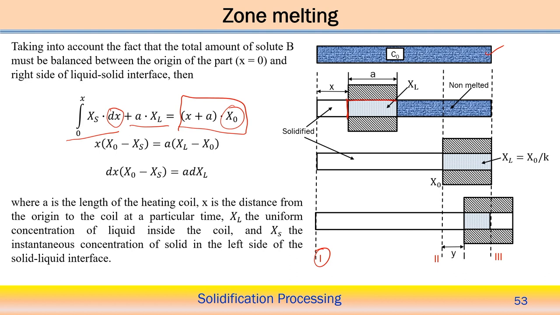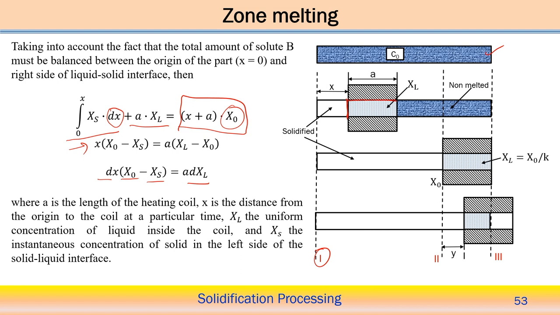Now, if you perform the integration, I think XS we are keeping as a constant, not varying with respect to x. Therefore, x into (X0 minus XS). Here we can rearrange this equation: XS equals A into (XL minus X0). Now, taking the differential, dx into (X0 minus XS) equals A dXL. We are assuming this is the variation of XL: the liquid composition is varying, so dXL, and here dx into (X0 minus XS) remains constant. So here x is varying and XL is varying at a particular point. So we can reach this particular expression.